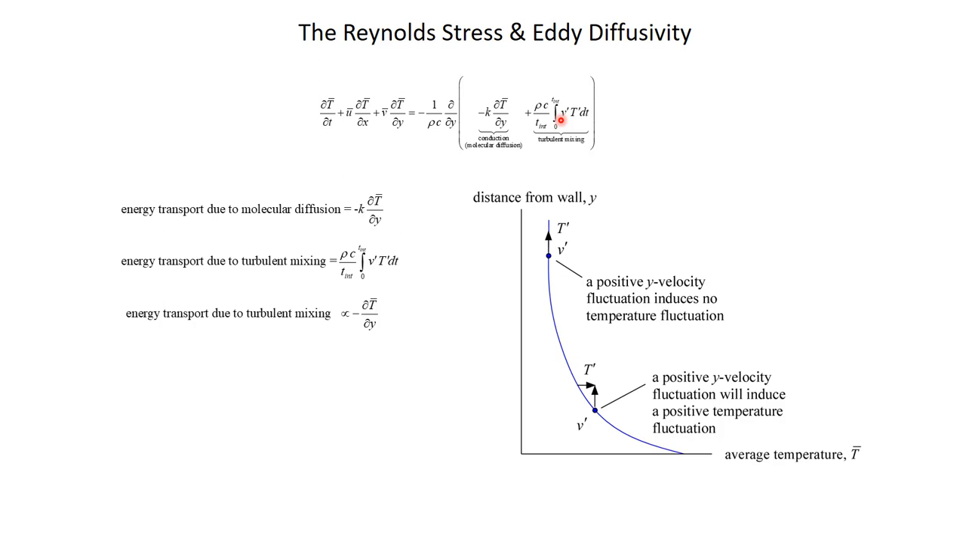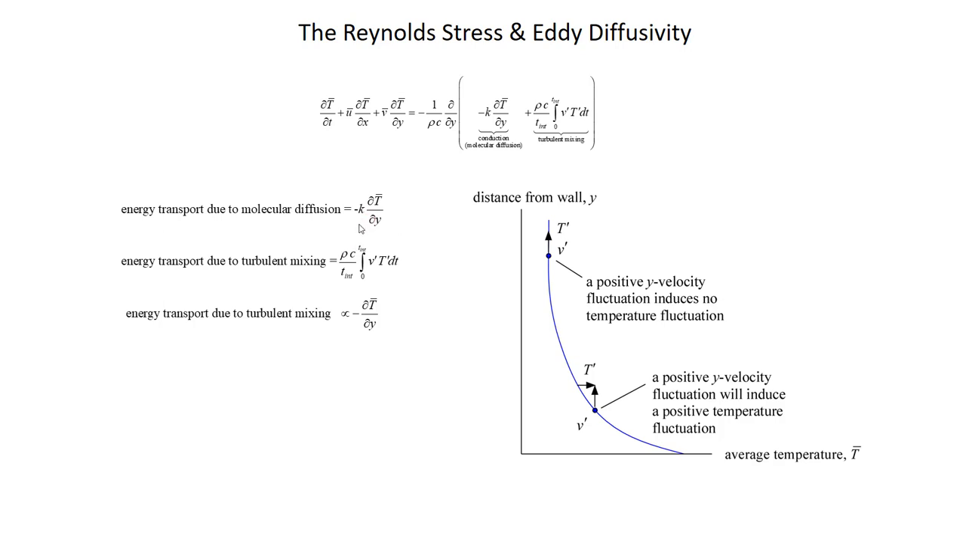They still fluctuate just as much, right? What happens is those fluctuations become decoupled from one another. There's no correlation anymore. When you have a V prime, you're not any more or less likely to have a T prime that goes along with that when you're out here in the region of the flow where there's no temperature gradient, okay? So the outcome of that is that the energy transport due to turbulent mixing is also related to minus dT/dy, just like the energy transport due to molecular diffusion was related to minus dT/dy.